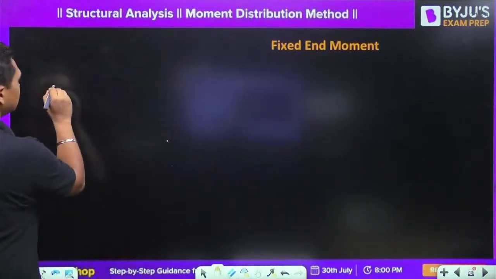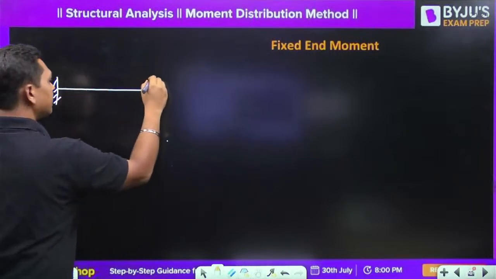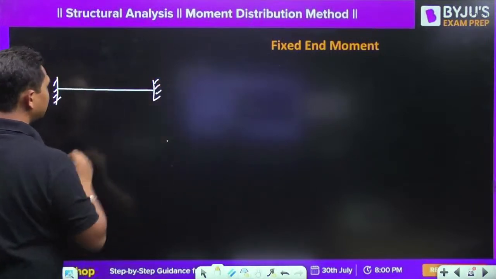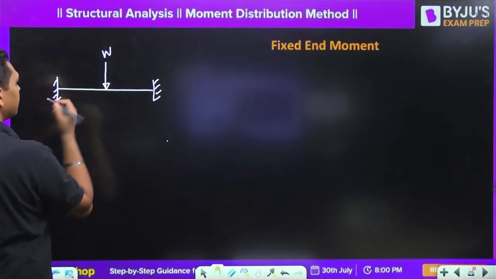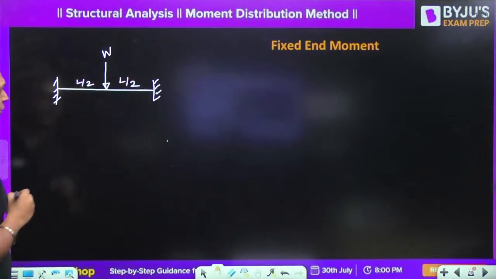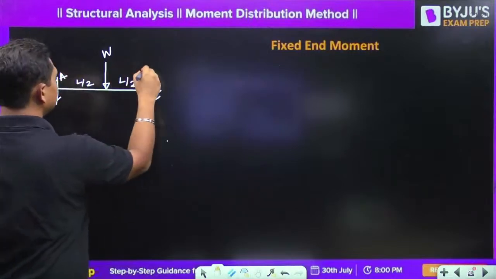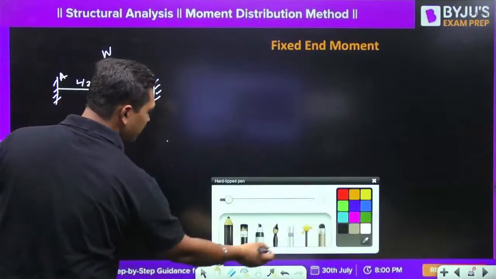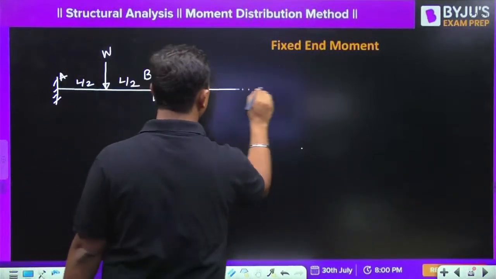So suppose if you have a fixed beam which is subjected to a point load at the midspan, okay, L by 2, L by 2. In this case, let us, if this is A, this is B. The fixed end moments are given by, so let me draw all the types of cases.